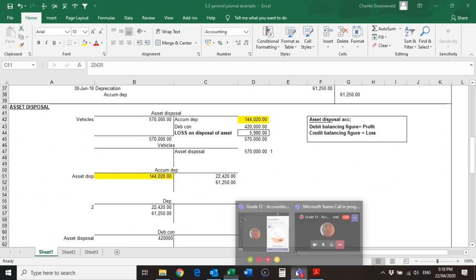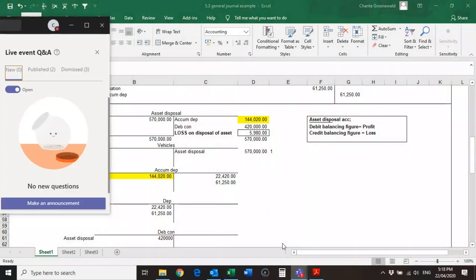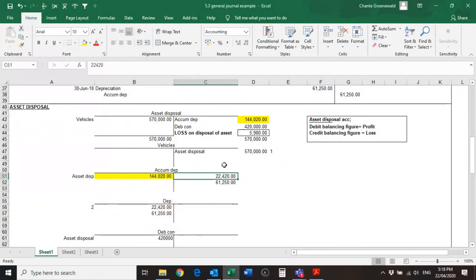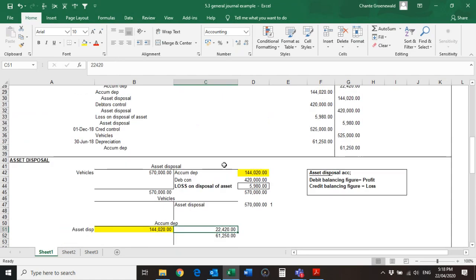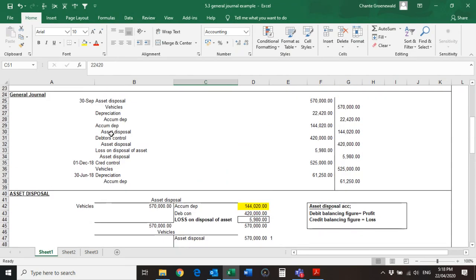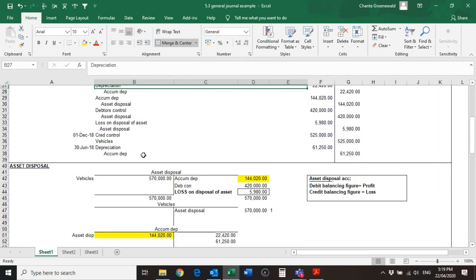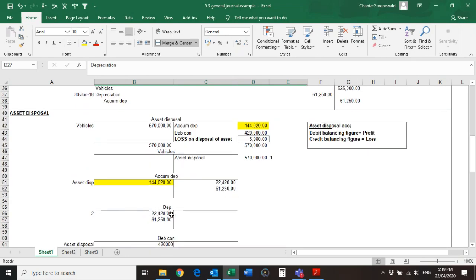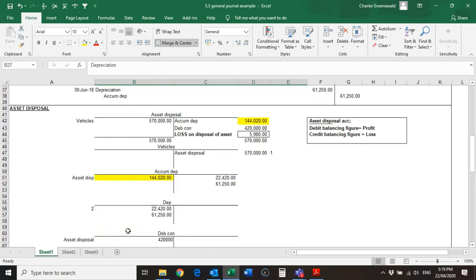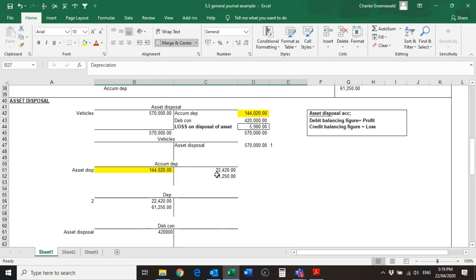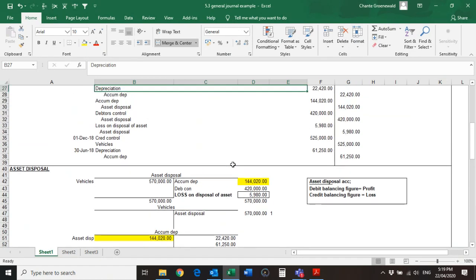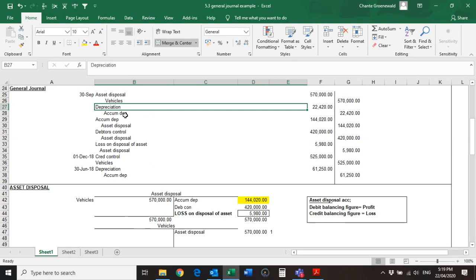Just want to see if I'm going too slowly or too fast. Nope, nothing. Great. So now what we're going to do is show in the general journal, okay, ma'am, I did the following. I debited the depreciation account, and I credited the accumulated depreciation account. So that is what we're going to show.